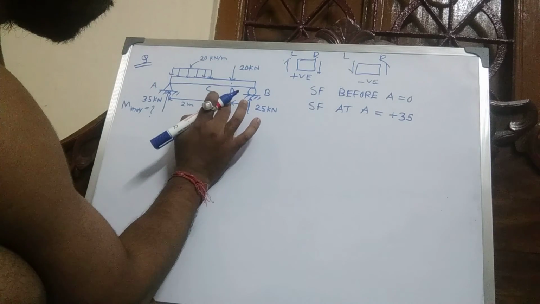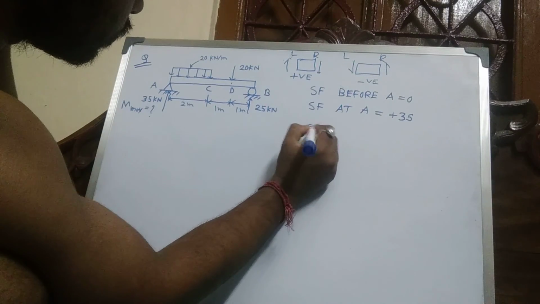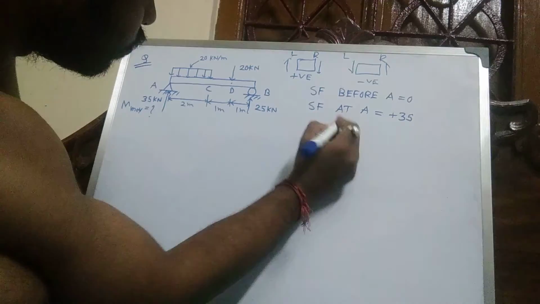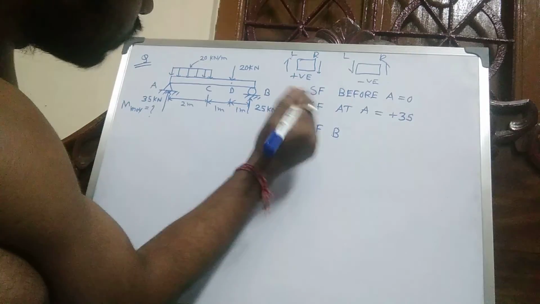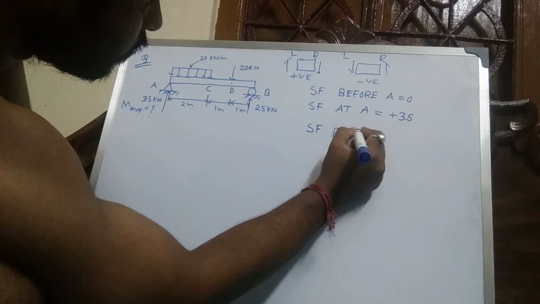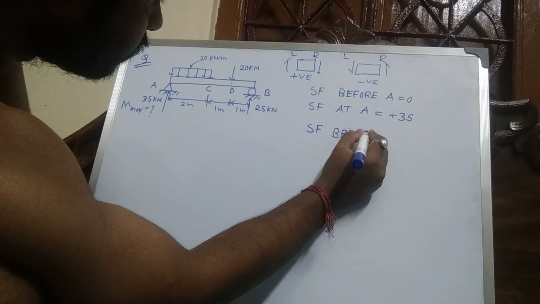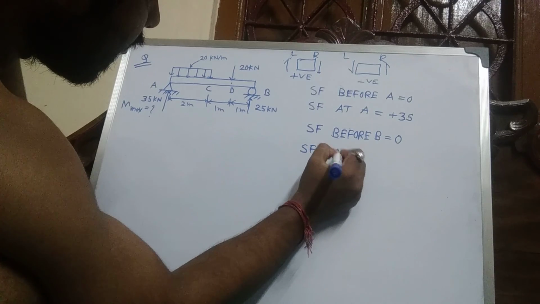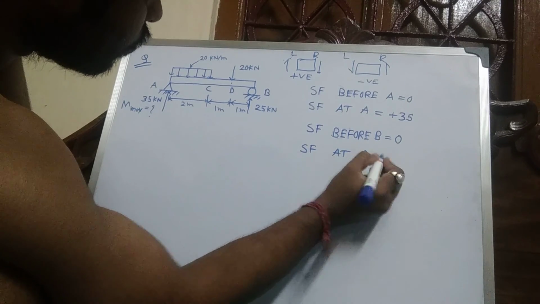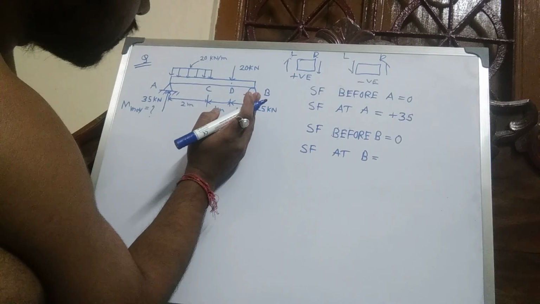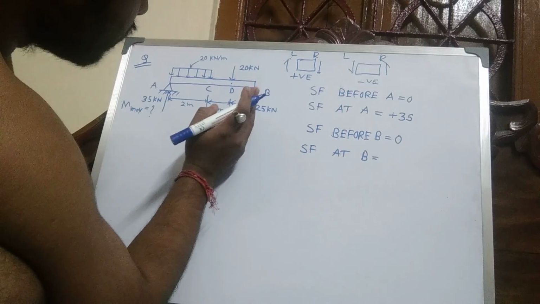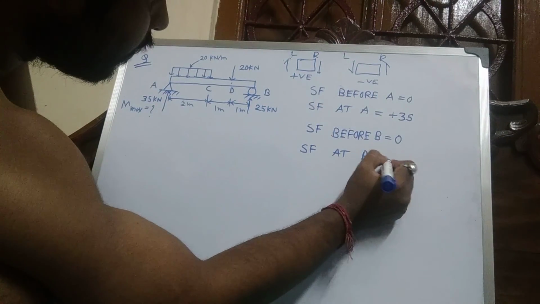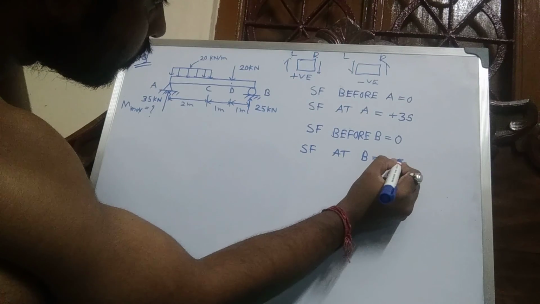Now here is shear force before B. Here also a point load, so calculate shear force twice. Shear force before B equal to 0. Shear force at B is calculated from the right side. Right side upwards, the sign is negative, and the load is 25.